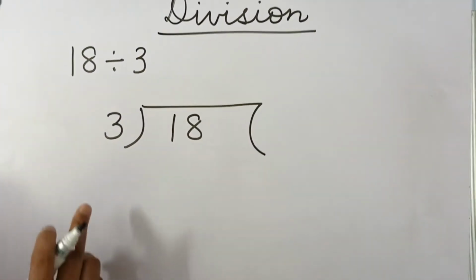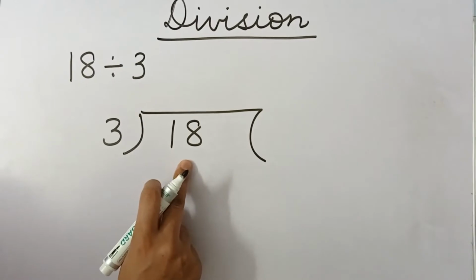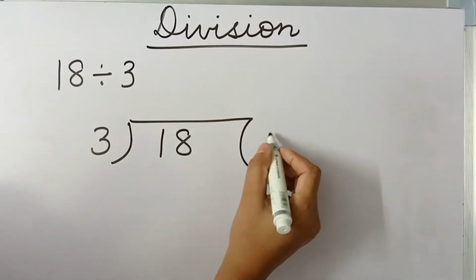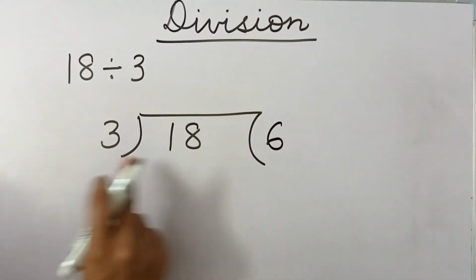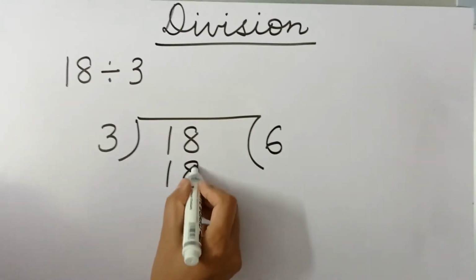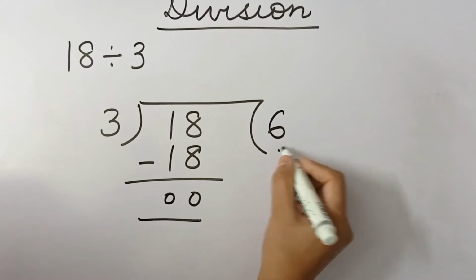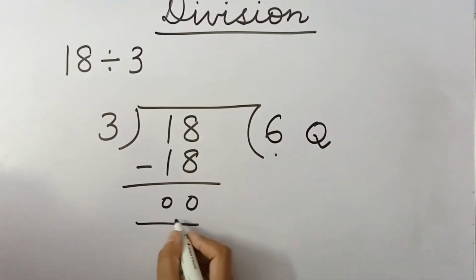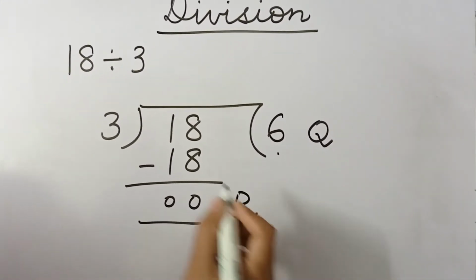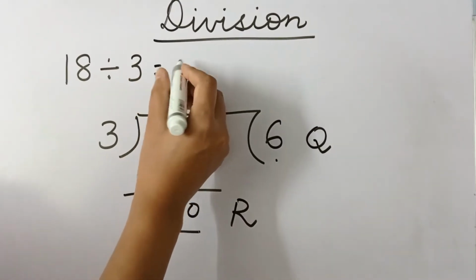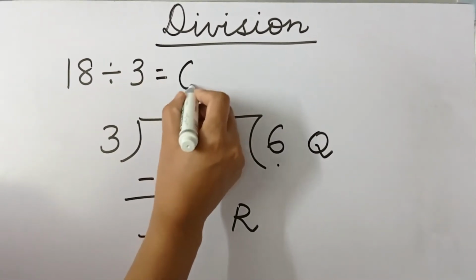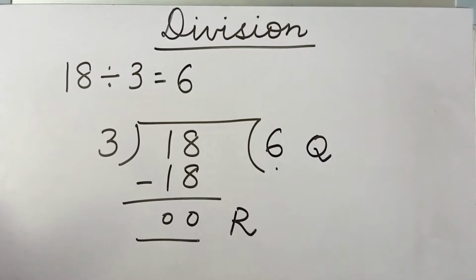Now we are going to see where 18 comes in 3's table. And it comes at the 6th place. 3 6s are 18. We subtract this, we get 0 over here, and this 6 is our quotient and 0 is our remainder. So we get our answer, that is 6. So 6 is our quotient.